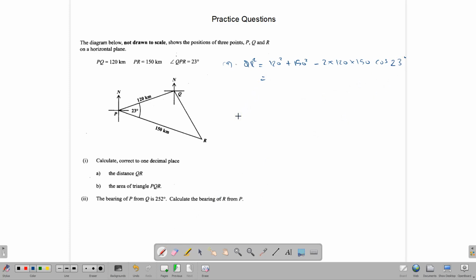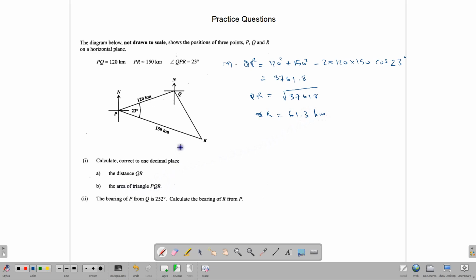All right, once you punch that into your calculator, you should get your answer, but let's do it. So QR, 120 square plus 150 square minus 2 times 120 times 150 times the cosine of the angle 23, and that should give you 3,761.8. Of course, that is in kilometers. And now your answer, QR, would be the square root of 3,761.8. So we find our square root, and that should give us 61.3 kilometers. So QR would be equal to 61.3 kilometers.